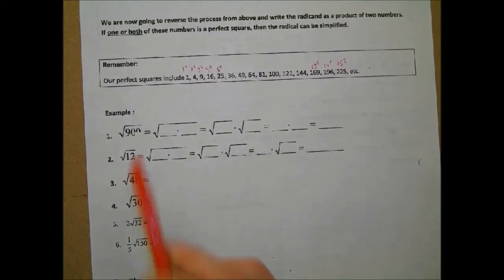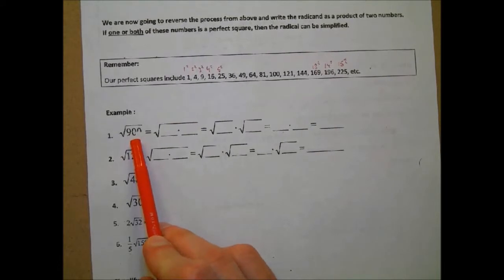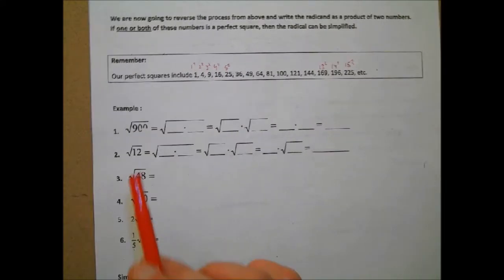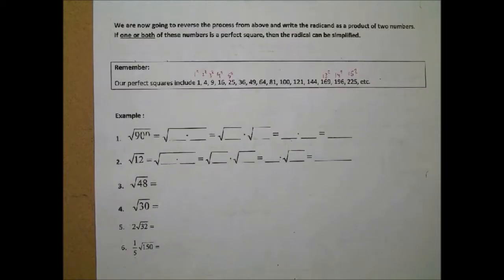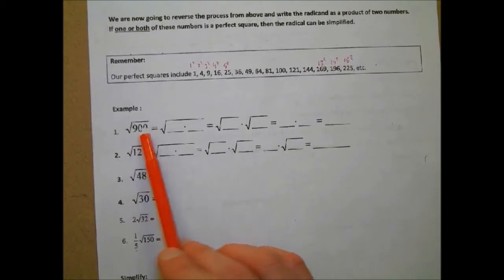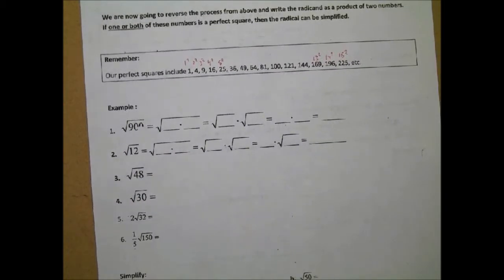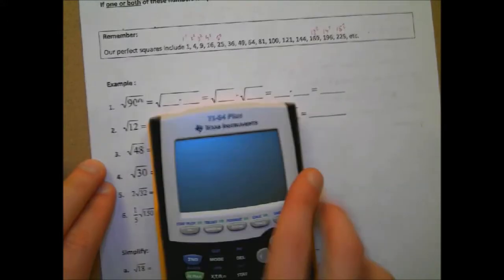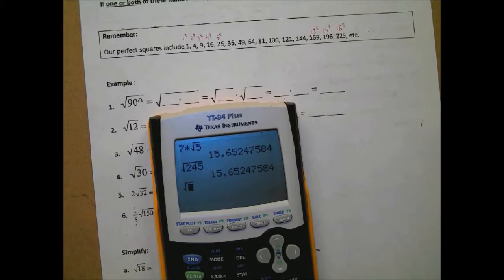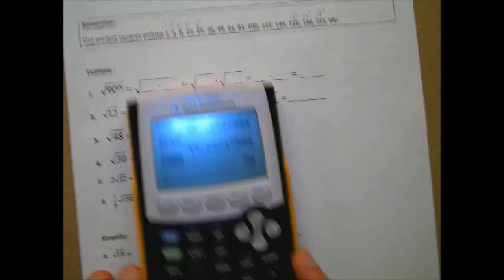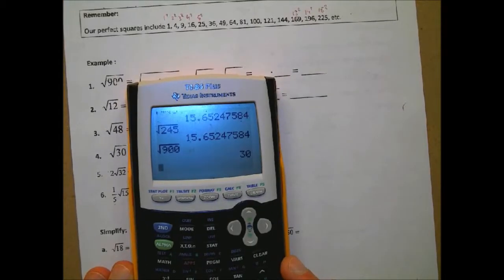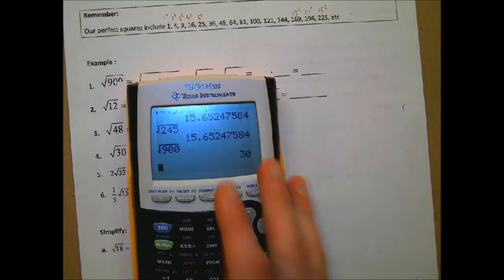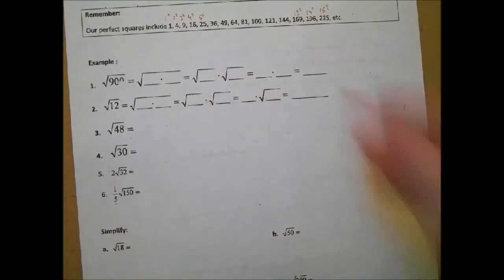And so we're going to look at 900, and we're going to ask ourselves, are there any perfect squares that divide 900? Well, first of all, let me ask this. Is 900 a perfect square? Well, we can check our calculator and type in square root 900. Oh my gosh, it is a perfect square. It's 30 squared. So our final answer here is 30.